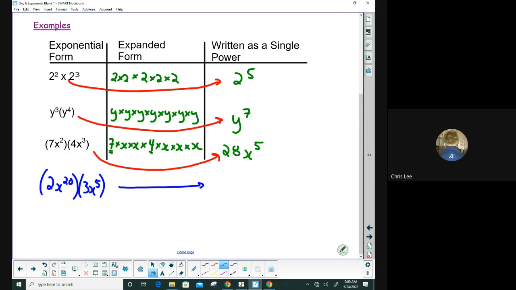The 2 and the 3 are just coefficients. They're just numbers. So when I multiply 2 times 3, what do I get? 6. But when I multiply the powers, what do I do to the exponents? Add them. So how many x's will I end up with? X to the power of 25.